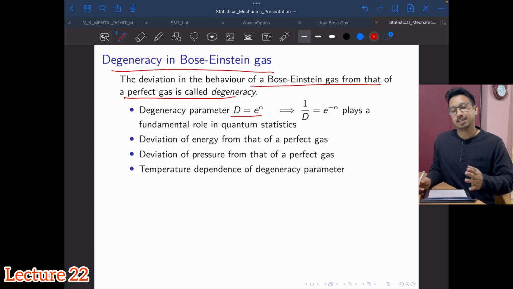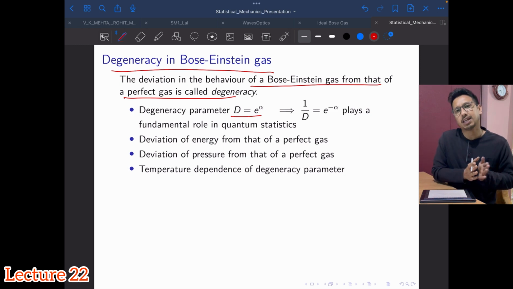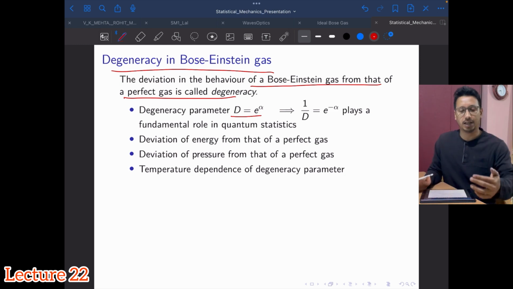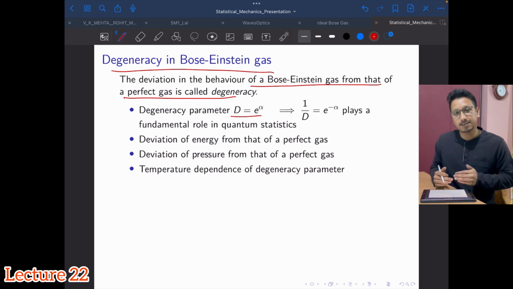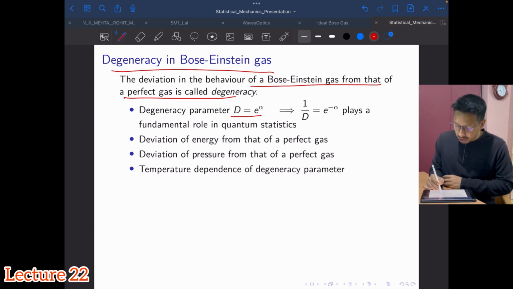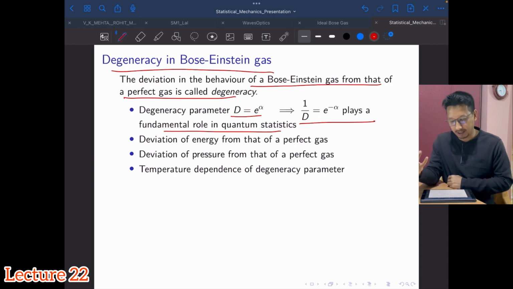And we have seen that if this parameter is very large compared to 1, then you can apply Maxwell-Boltzmann statistics, or they behave classically. And other 2 conditions were there, which we will slowly talk about. You are going to see some of the examples as well as the topics that I'm going to discuss in this video, that this degeneracy parameter, either D or 1 by D, whichever comes in the equation that you will see, plays a very fundamental role in quantum statistics.